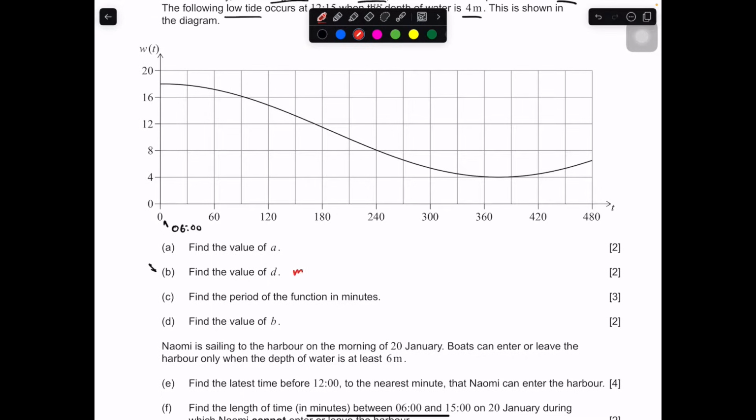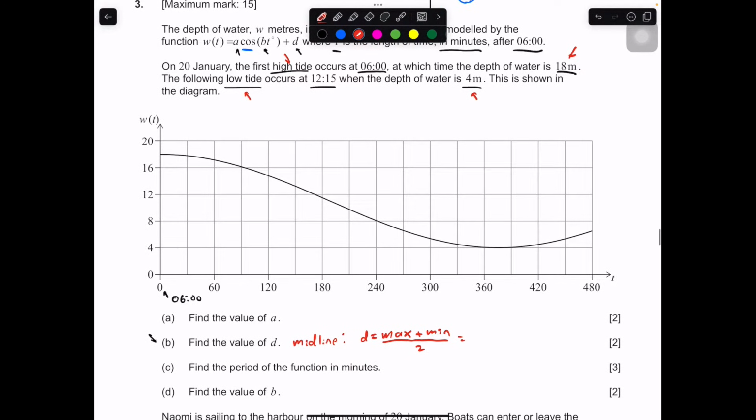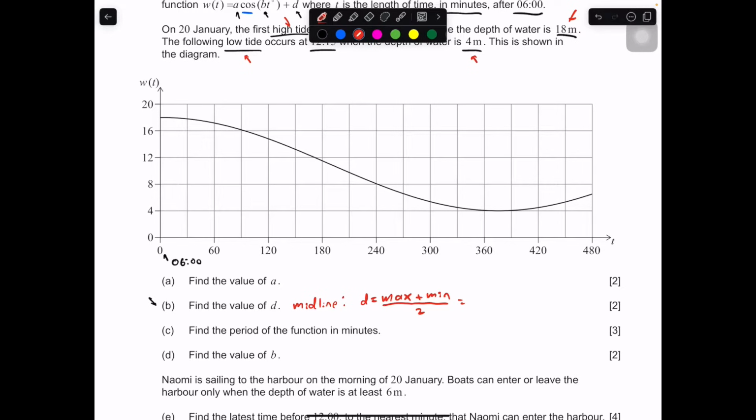So this was D, the midline, and D is equal to max plus min divided by 2. In this case, they told us the water had its maximum depth at 18 and its low tide at 4 meters. So once again, max at 18, minimum at 4. If we have our midline, that center line that we go through, the average, it's going to be 18 plus 4 over 2, or 22 over 2, or 11. So let's box that in and say D is equal to 11.